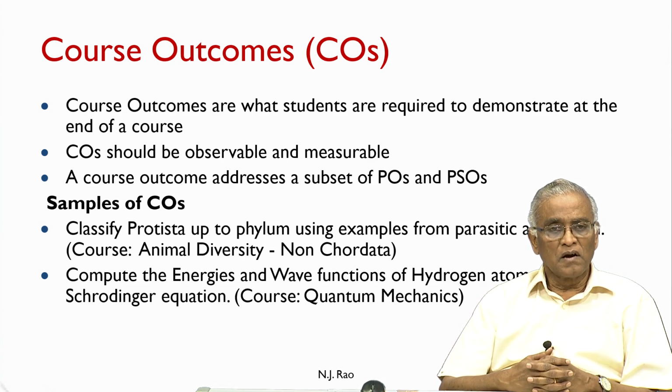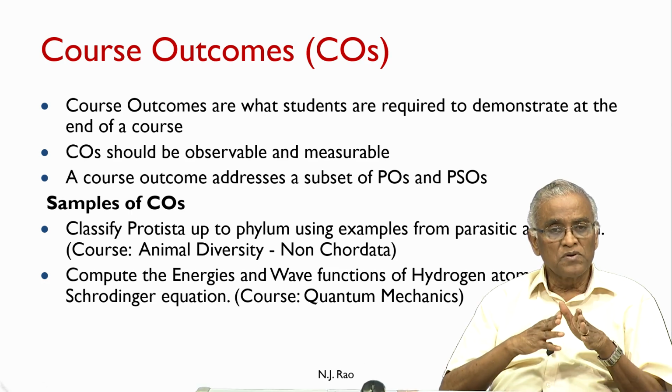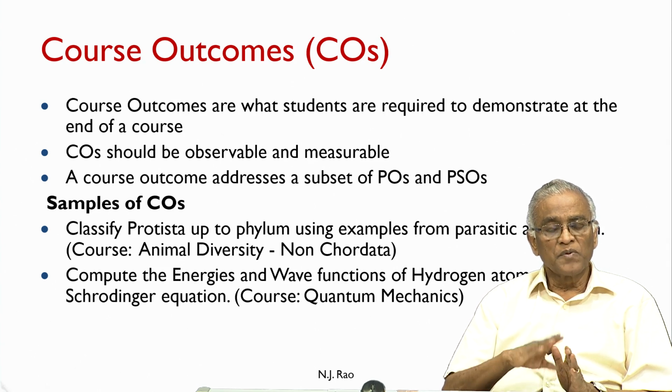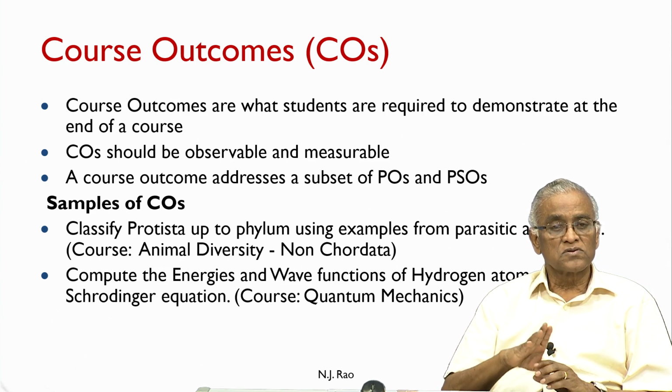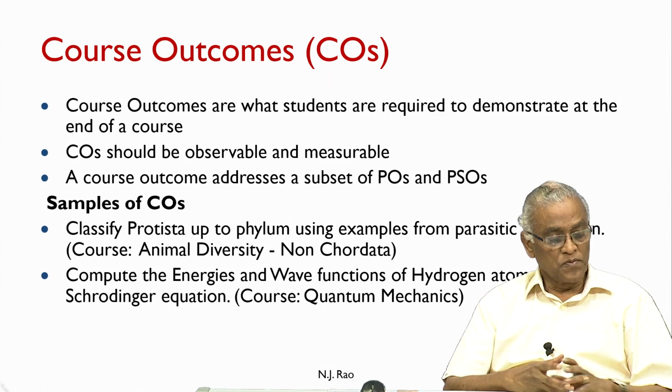Now these are 2 sample COs. One is from a course called Animal Diversity Non-Chordata. The other: compute the energies and wave functions of hydrogen atoms using the Schrodinger equation. That comes from a course on quantum mechanics. That means the student should be able to compute the energies and wave functions of hydrogen atoms. That is the goal. And on top of that you are also prescribing that you should be able to compute those energies using the Schrodinger equation. That is the specificity of the CO.